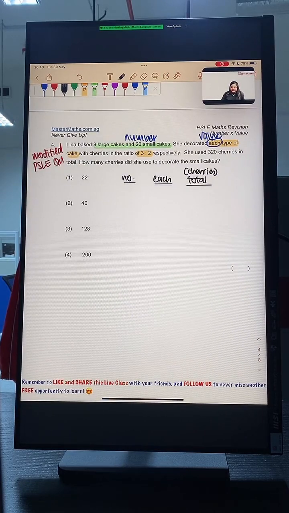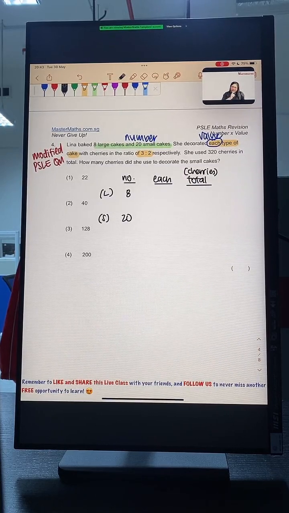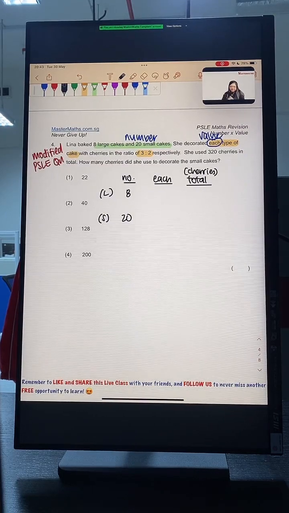Okay. So, the number of cakes here, very simple. They gave us the 2 types, large and small. And they told us that there's 8 large and 20 small. Do you think I need to use units here? Do I write 8 units and 20 units? Do I? What do you think?